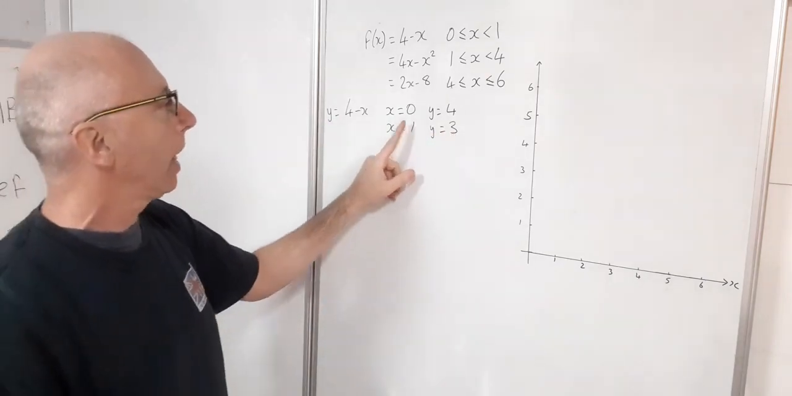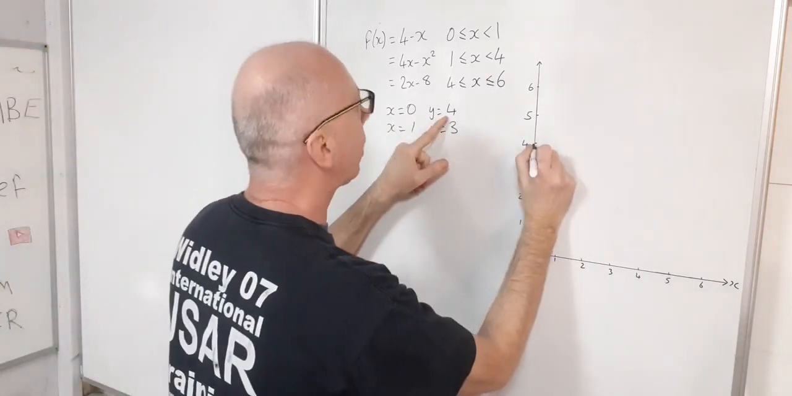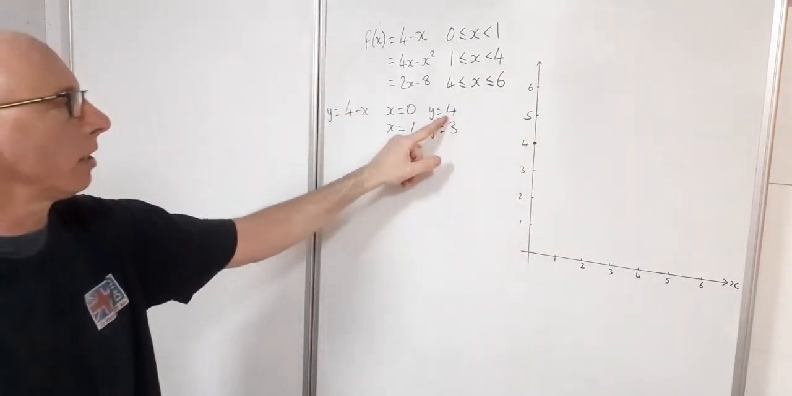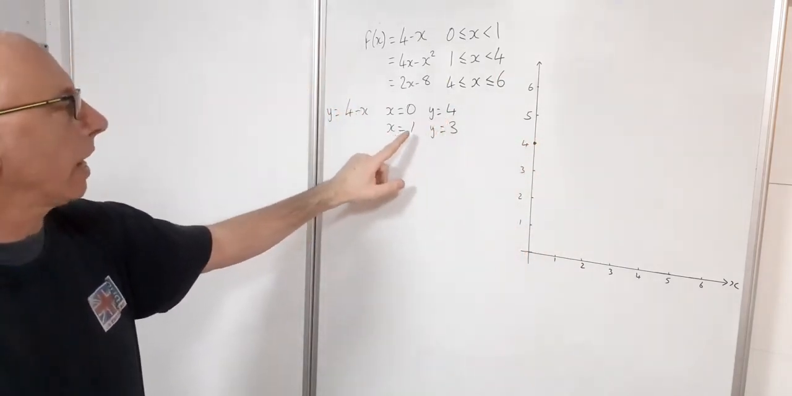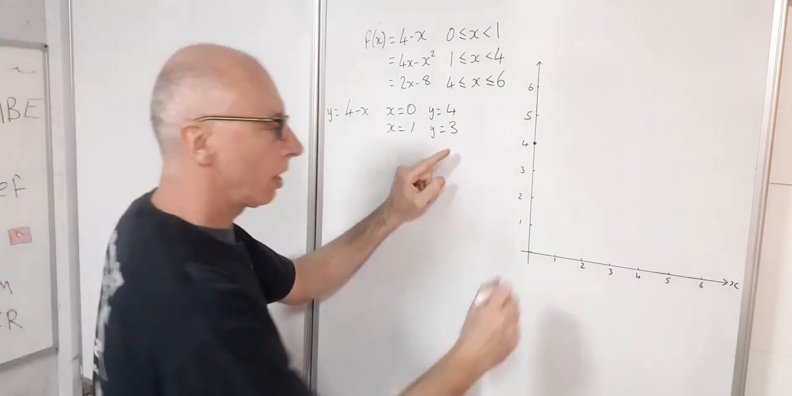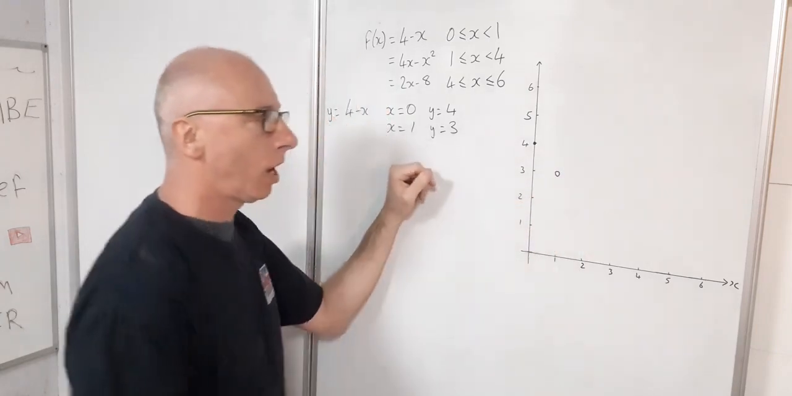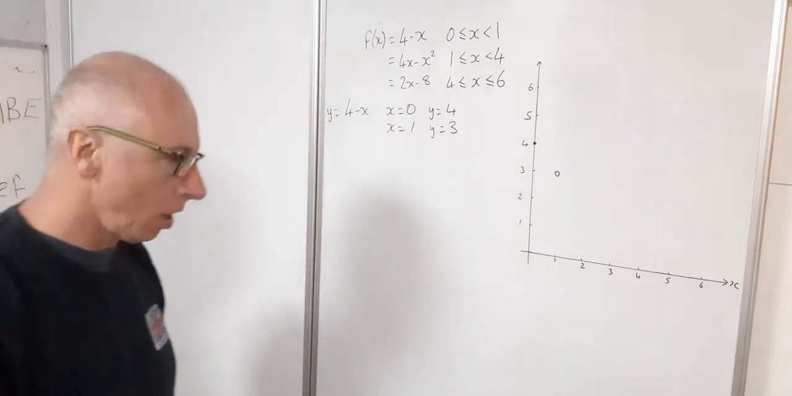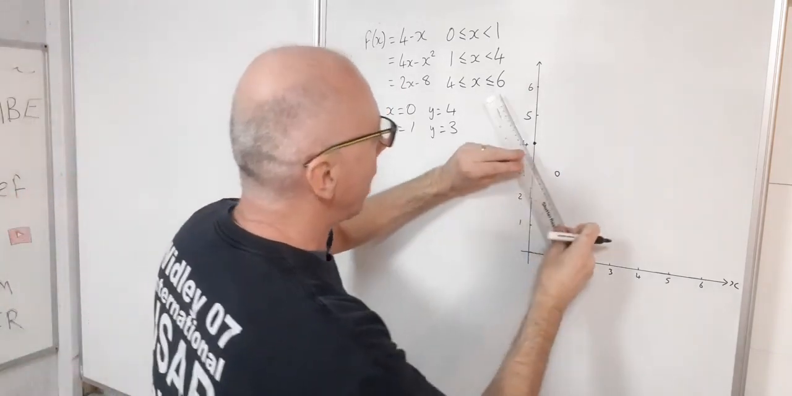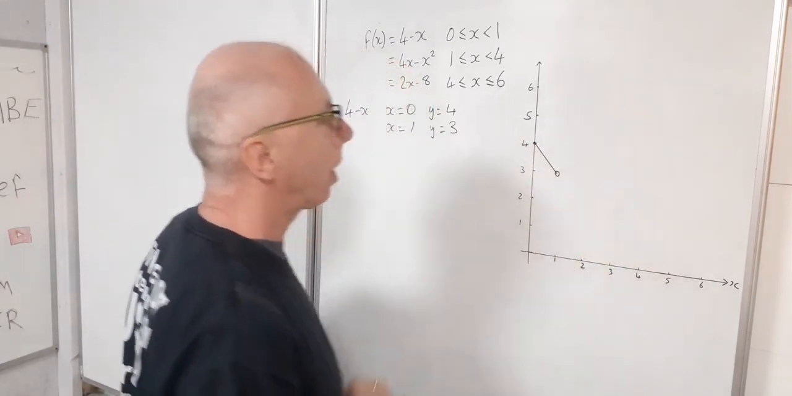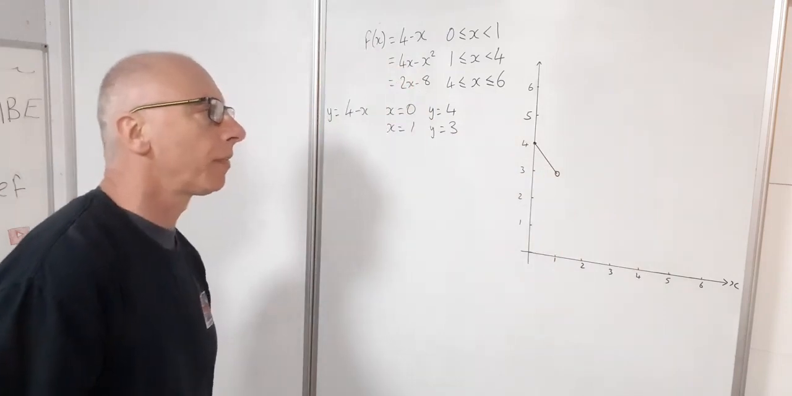So x equals 0, y equals 4, and that point is included, so I can put a solid circle. And at x equals 1, y equals 3. So there's 1 to 3. This time I need a circle with a hole in because that point's not included on this line. So let's draw that line. So that's my first part of my graph.